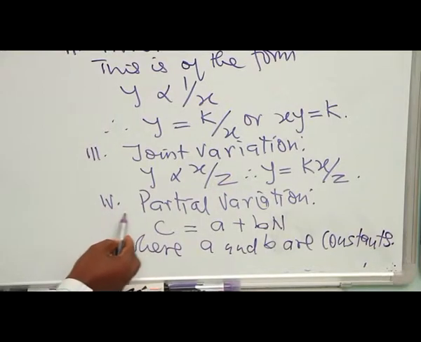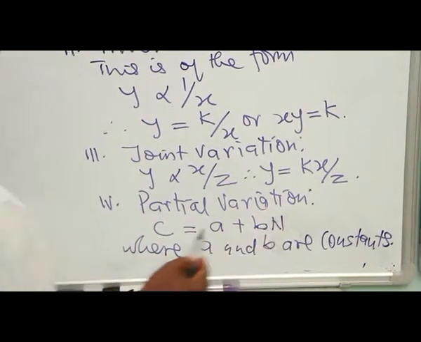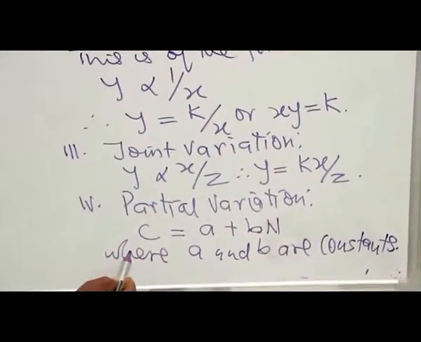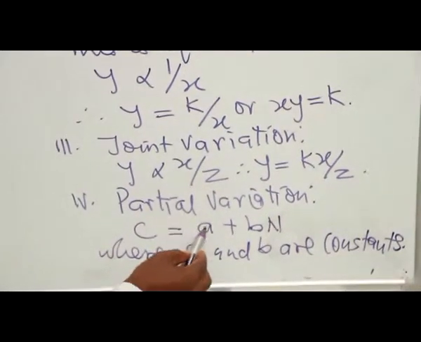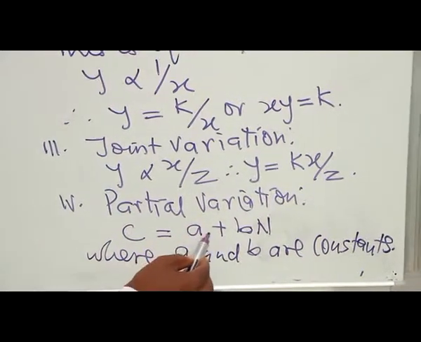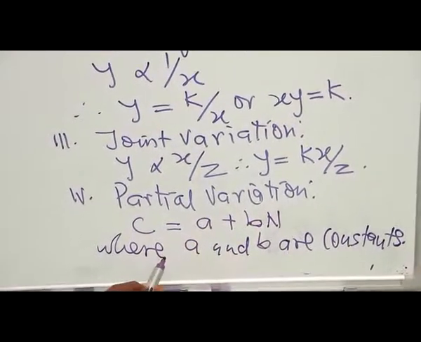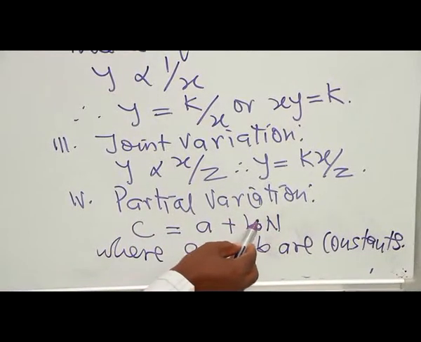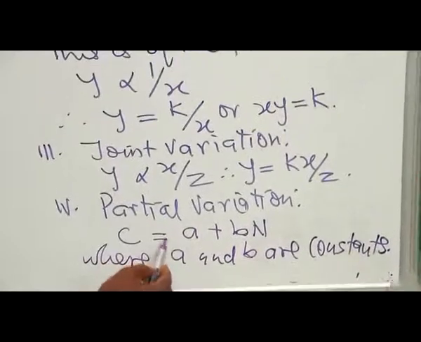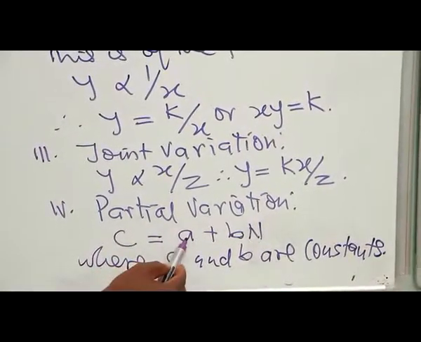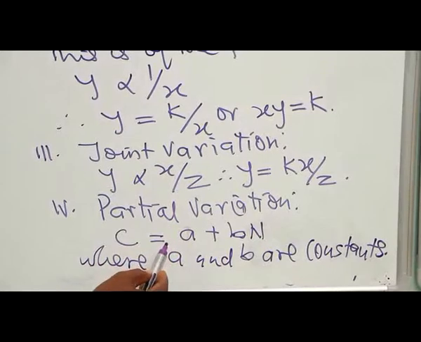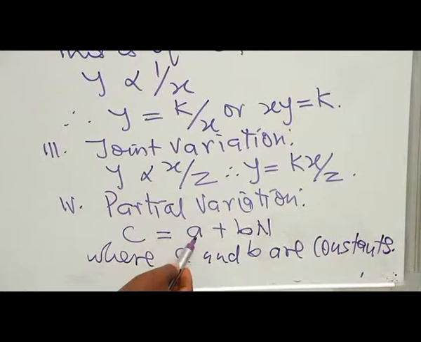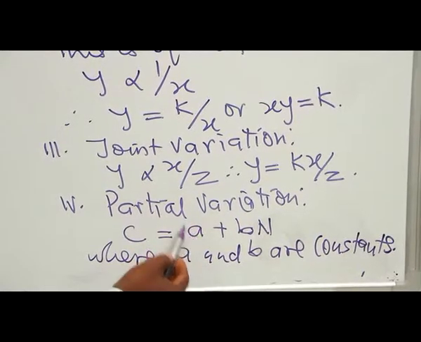We have the fourth type, which is called the partial variation. Let's take, for example, the cost of an article, and the cost of the article is partly constant and partly varies. Maybe with the kind of design that you gave to your dress. For example, if you make a dress, you buy the material, the cost is constant. Maybe two people decide to buy the same material at the same cost. So the cost of the material is constant.